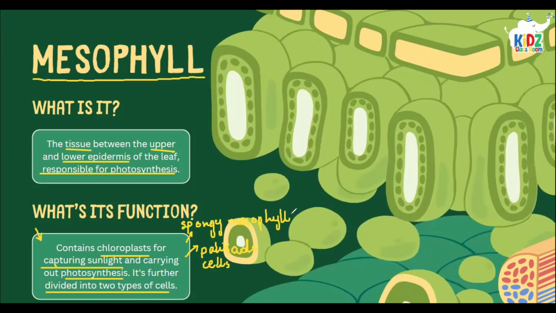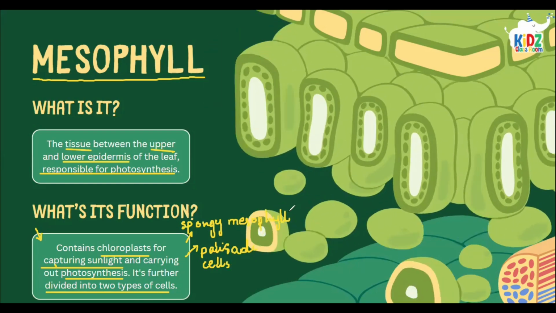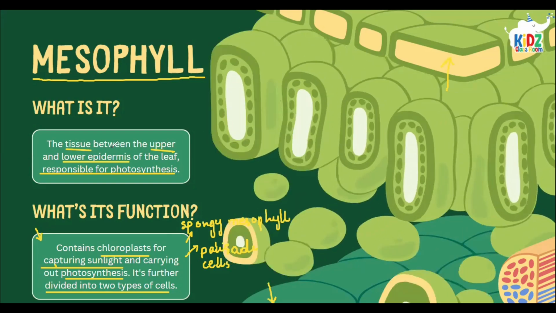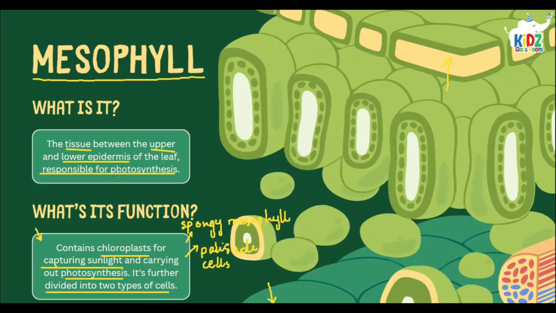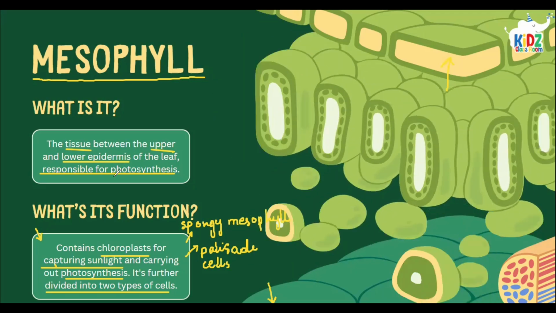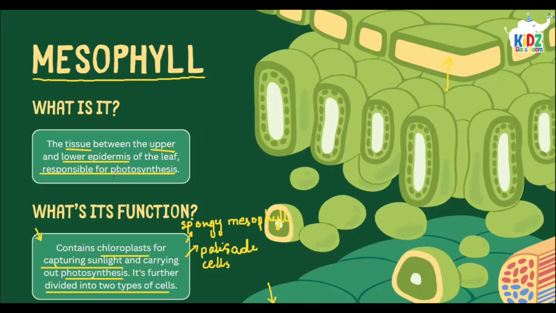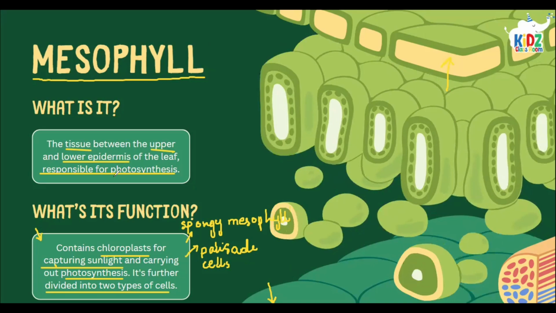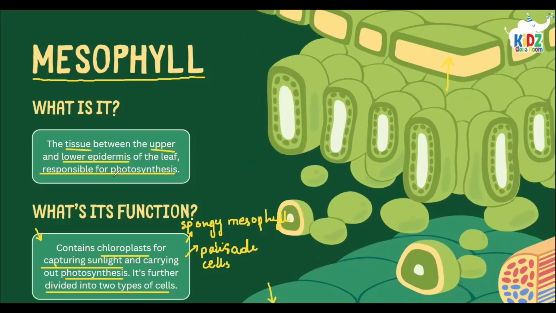So the mesophyll is the tissue between the upper and lower epidermis, and it is responsible for photosynthesis. And what's its function? It contains chloroplasts for capturing sunlight and carrying out photosynthesis. And it's further divided into two types of cells. Which cells? Spongy mesophyll and palisade cells.